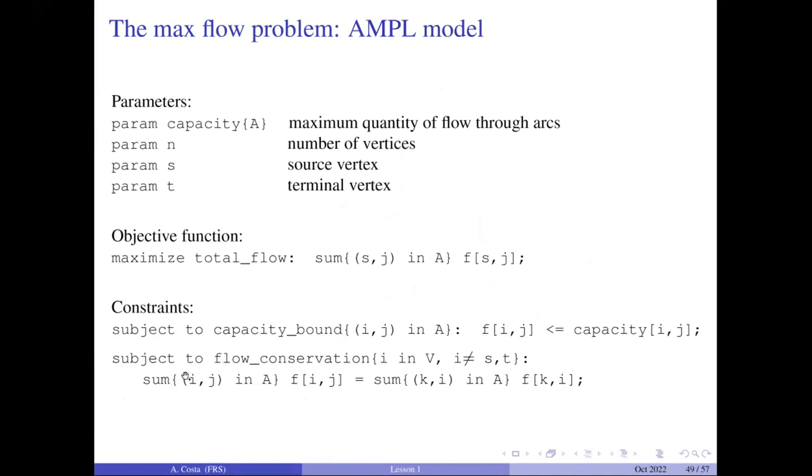Okay, and the way to write it in AMPL is this. You see, for each node I, this is ij, so is the flow going out, and the sum over ki is the flow from k to I, so entering node I. So here we are saying whatever is going in must be going out for each node that is not source or terminal.